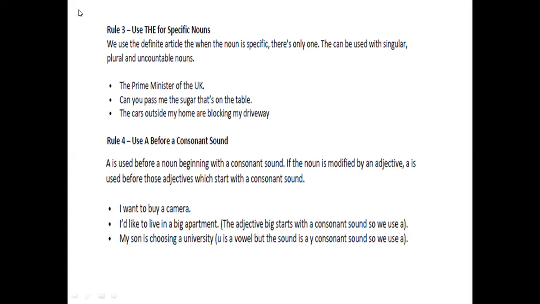For example, the Prime Minister of the UK. Can you pass me the sugar that's on the table? The cars outside my home are blocking my driveway. So these are the examples for the.